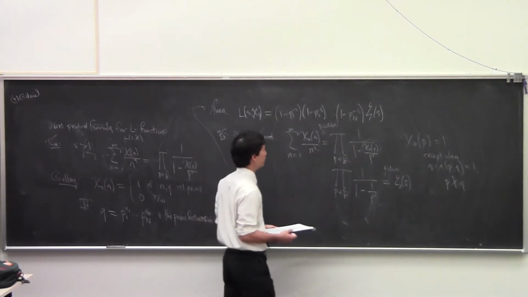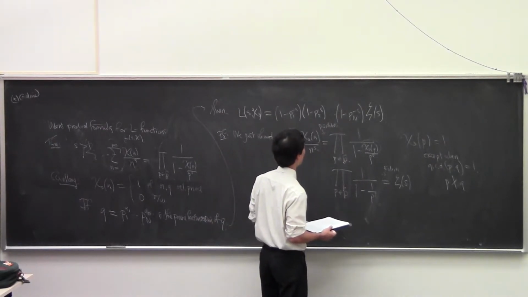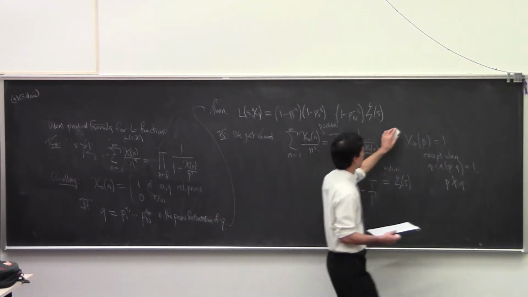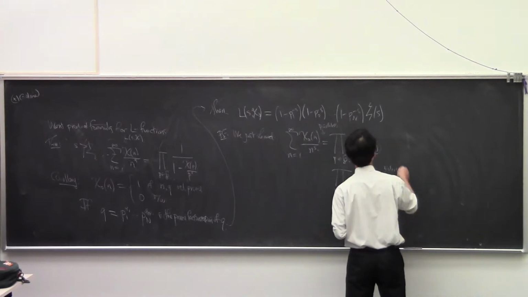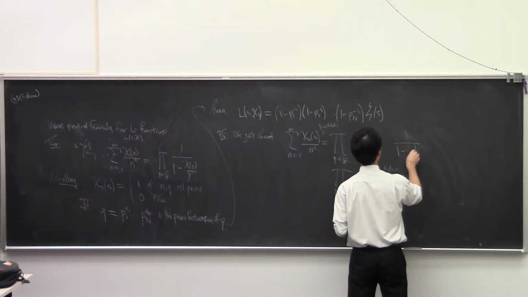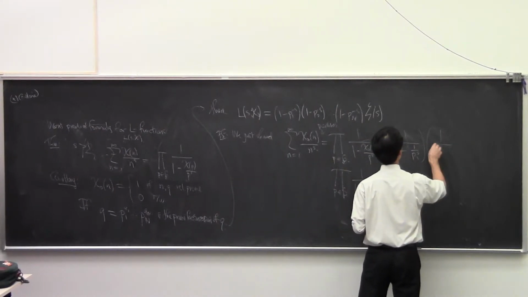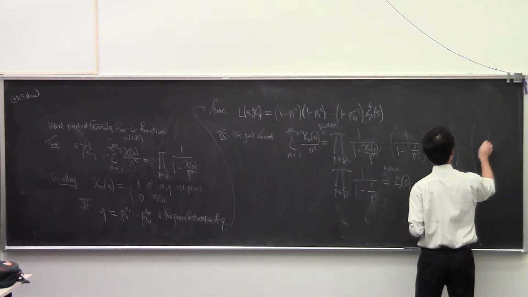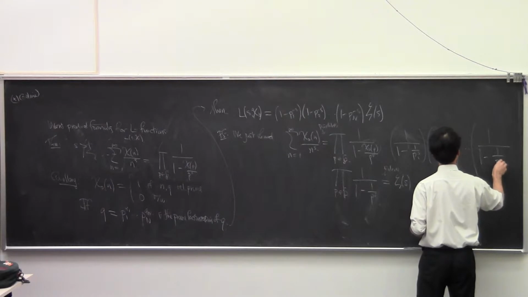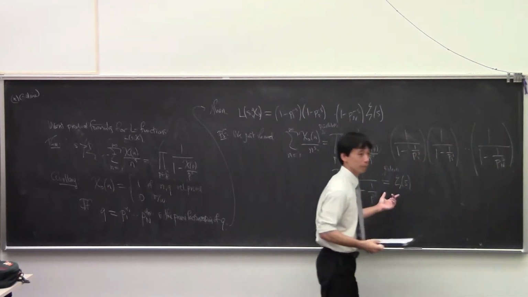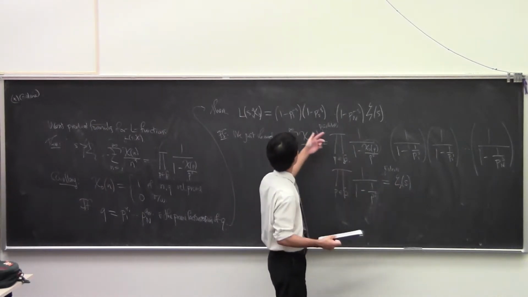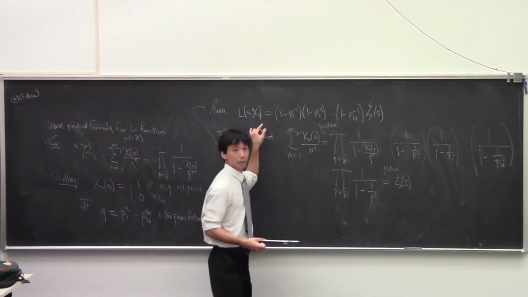If we multiply this by 1 over (1 minus 1 over P1 to the s), 1 over (1 minus 1 over P2 to the s), up to 1 over (1 minus 1 over Pn to the s), then we get the zeta function. In other words, the zeta function divided by that is the L function.